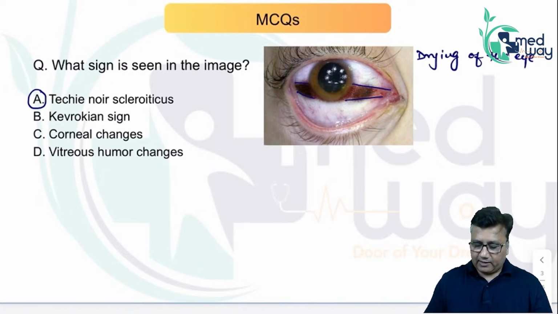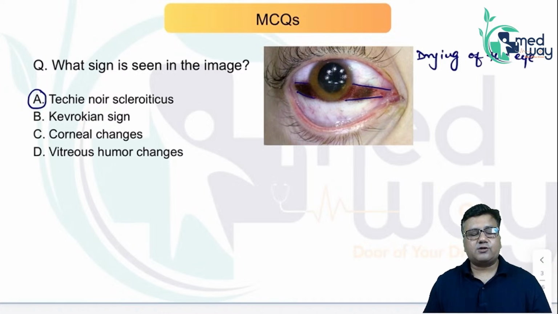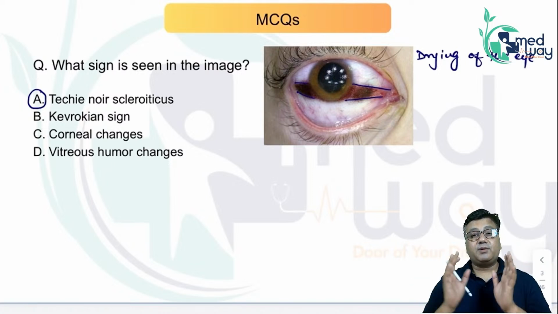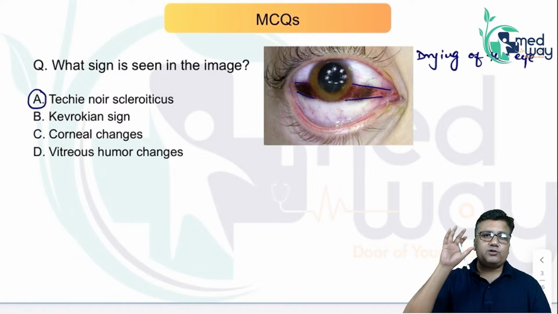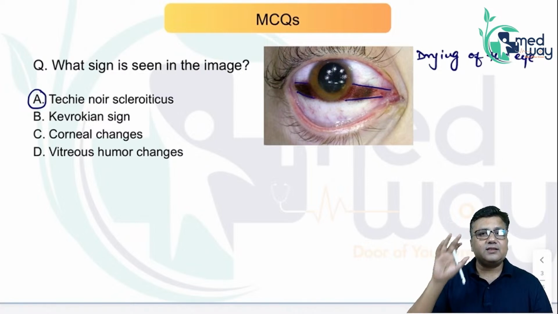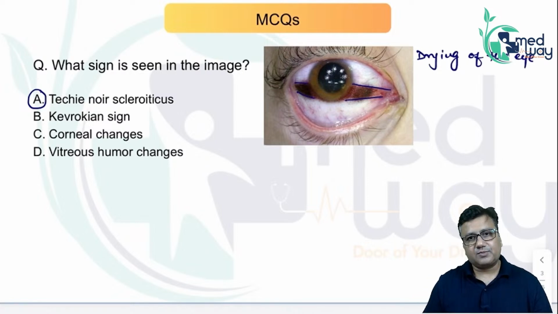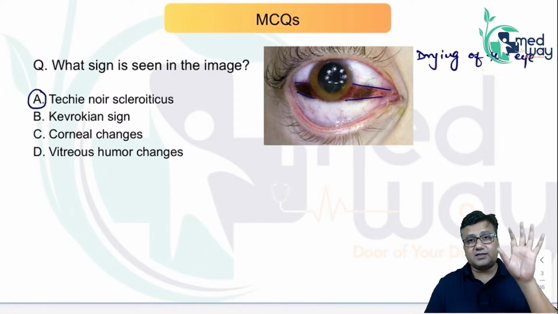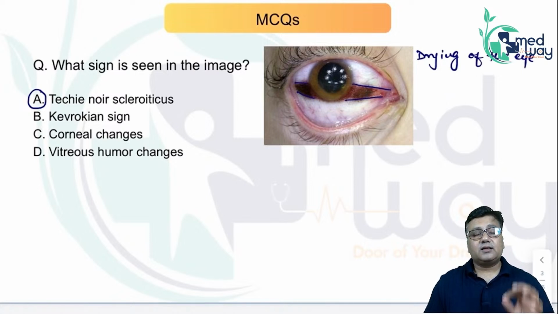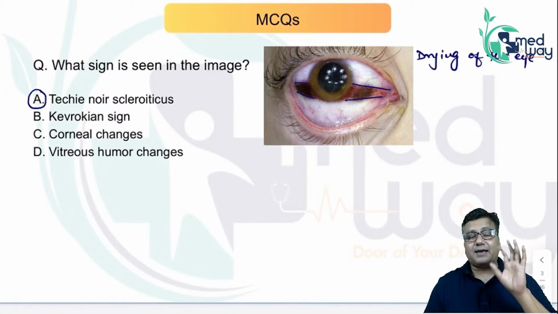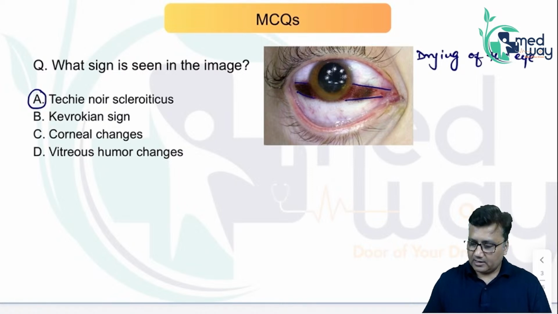Kevorkian sign, which is also given as option B, is also seen in the eye. But remember, Kevorkian sign cannot be seen by the naked eye. It is an ophthalmoscopic sign which you see using an ophthalmoscope, and you need to see this sign in the fundus. The retinal vessels which are dilated due to the accumulation of blood after death, seen on ophthalmoscopic examination, are the Kevorkian sign. Let's see the next question.